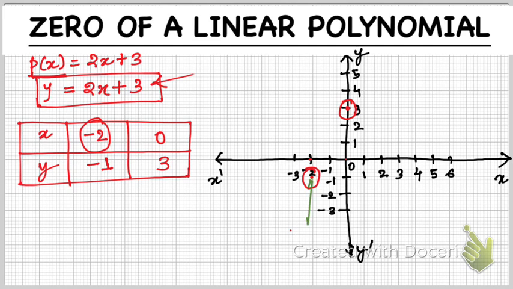So this point is (-2, -1) and this point is (0, 3). Now we will draw a line connecting these 2 points. And this is a straight line that we have got, and for this line we will write the expression, that is the expression for p(x), which is 2x + 3.